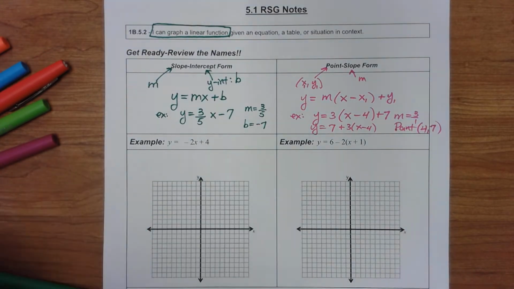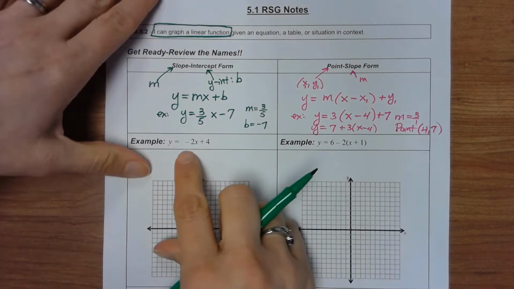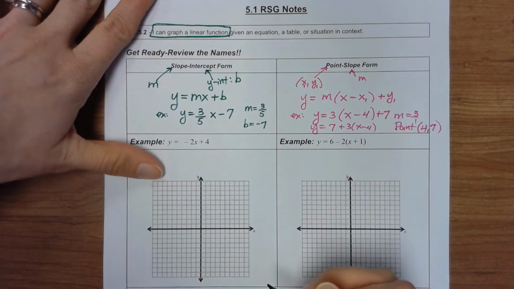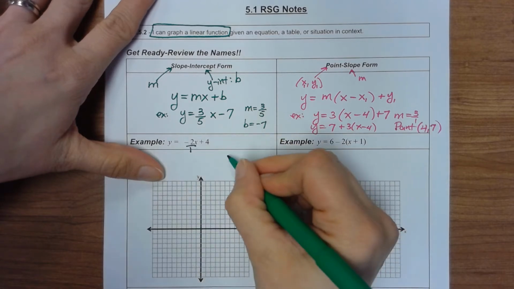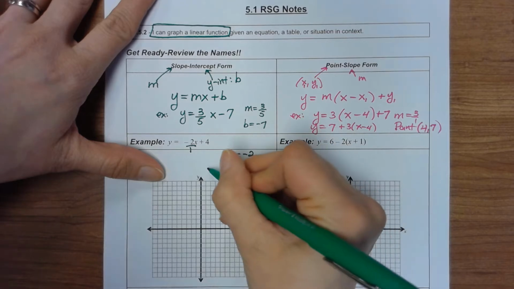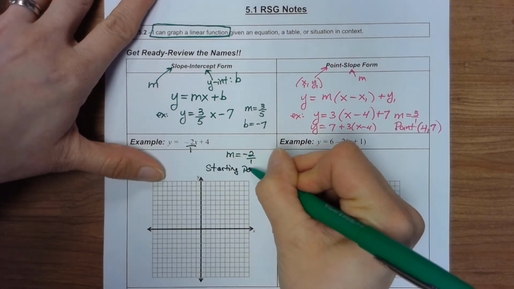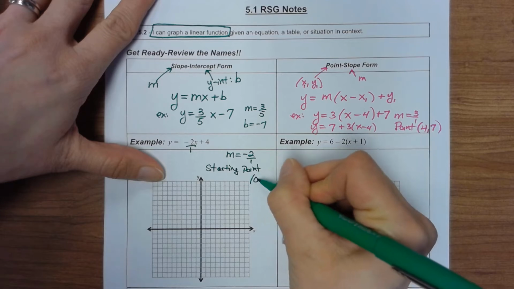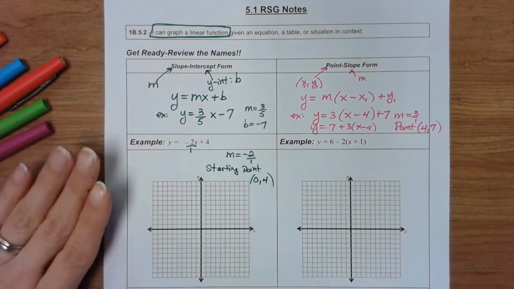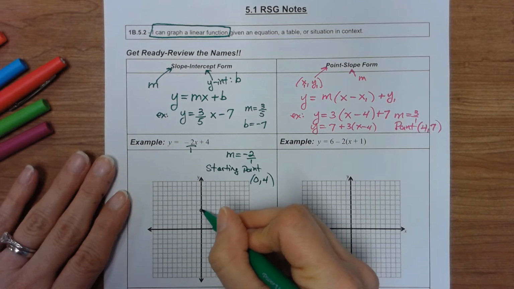For example, let's look at this first line. They want us to graph that line. This is the short form. There's a couple things I know. The slope is -2 over 1, and the starting point for this line is 0 comma 4, or the y-intercept. So on our graph, 1, 2, 3, 4, here's your starting point.